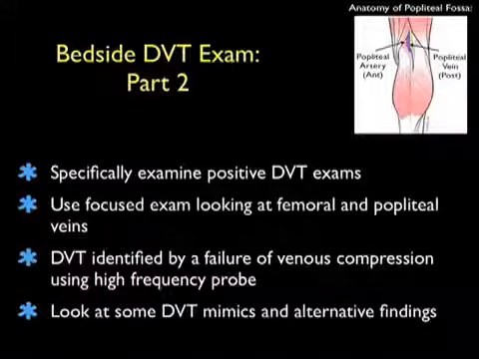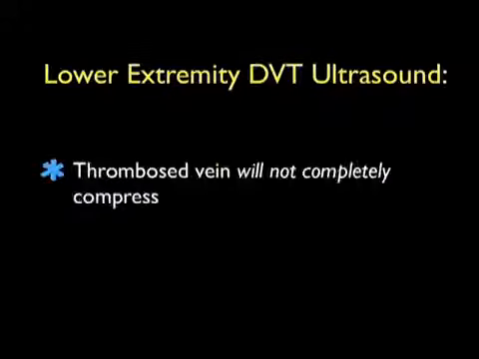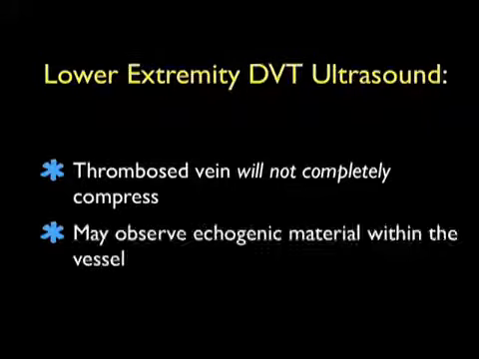We'll wrap up the module by looking at some DVT mimics and alternative findings that you may encounter on bedside ultrasound examination of the leg. To reemphasize the positive findings on lower extremity DVT ultrasound, a thrombosed vein will not completely compress with pressure by the high-frequency probe. We may be able to observe echogenic material within the vessel lumen consistent with a clot, but that has to do with the age of a clot. Fresh clot may be more echogenic or bright in nature, whereas older clot may be more organized and darker or hypoechoic on bedside ultrasound examination.